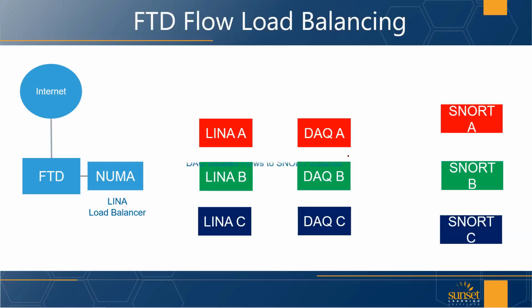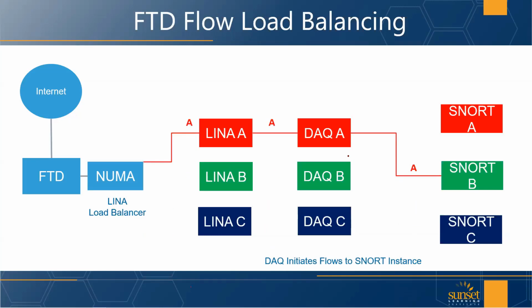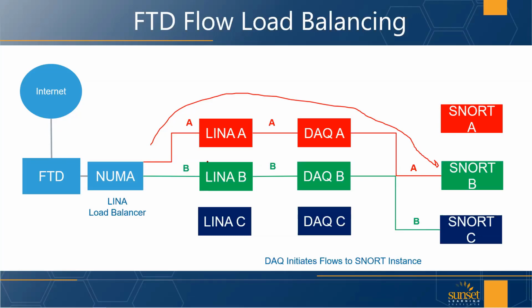Now, what's cool about this is your DAQ is going to initiate the flow to the SNORT instance. So if I've got flow A coming, goes from Lina to the DAQ, and I'm looking at the different tuples. And it might say, okay, I'm going to send this to SNORT instance B. Every packet from flow A is going to go through SNORT B. SNORT B will look at it, return the verdict, and come back. Same thing happens with Lina flow B and C. So they're tied to the SNORT instance, and that's what we're using.